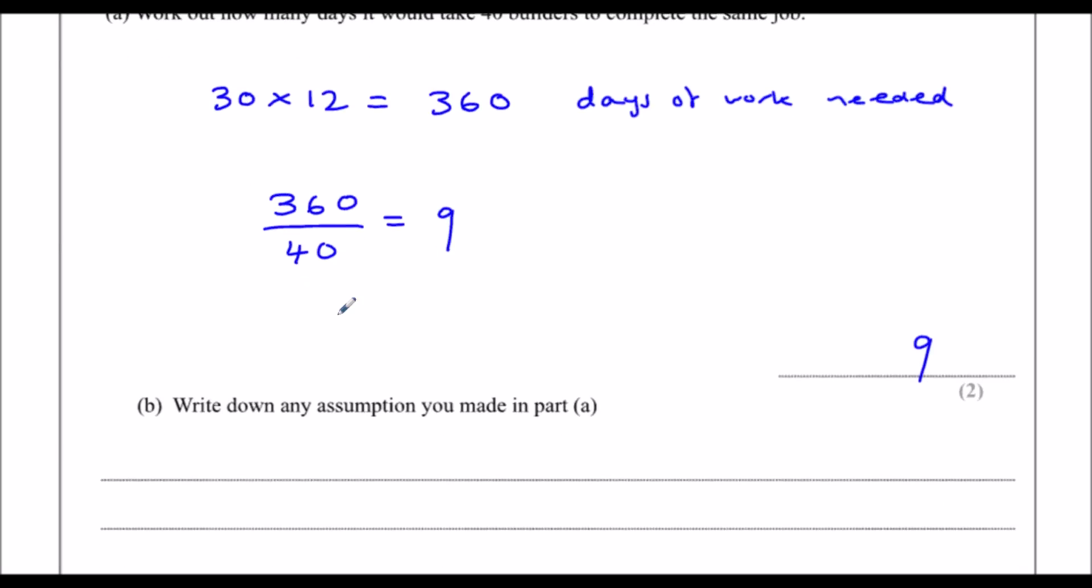Write down any assumption you made. So we're assuming that every builder works at the same rate. So they're all equally fast at working. So all the builders work at the same rate.